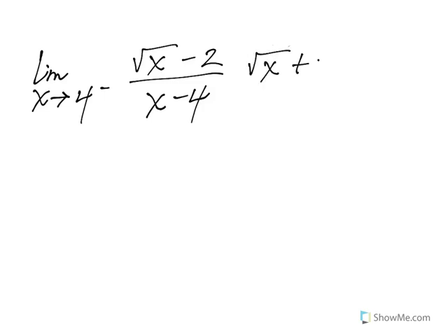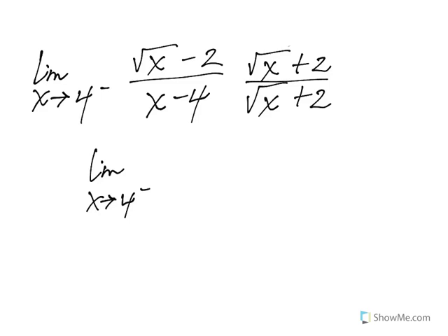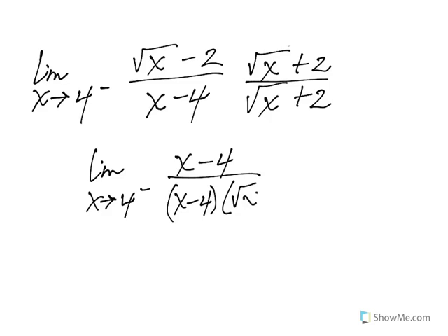This gives me root x plus 2 on the top and the bottom, keep in mind. So if I FOIL out the top, again, I'm still taking the limit as x approaches 4 from the left. FOIL at the top, I'm going to get x minus 4. You can use the box and prove that to yourself. And on the bottom, I get x minus 4 times root x plus 2. Now, don't FOIL at the bottom because you're looking for cancellations.